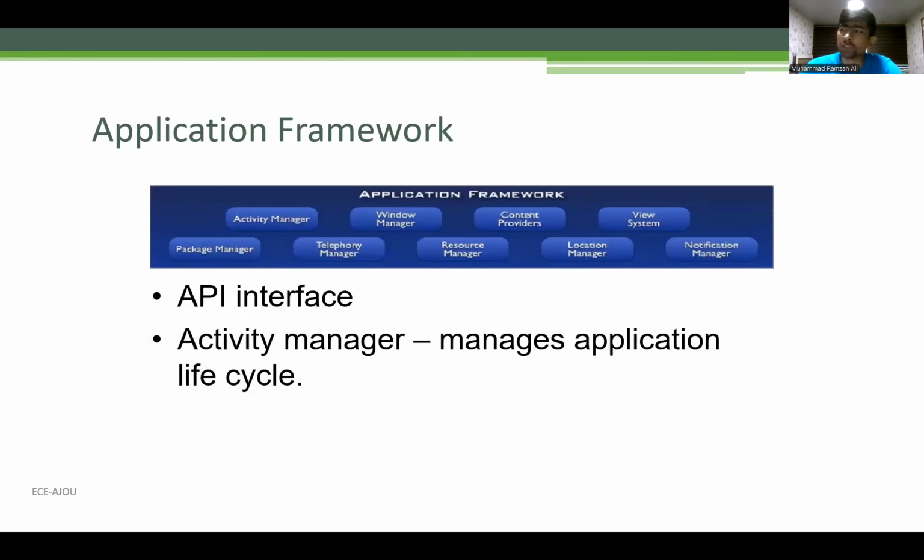So for today it's enough. I think we will describe more of this slide, then we will stop this lecture and continue in the next lecture. So let's talk about the application framework.